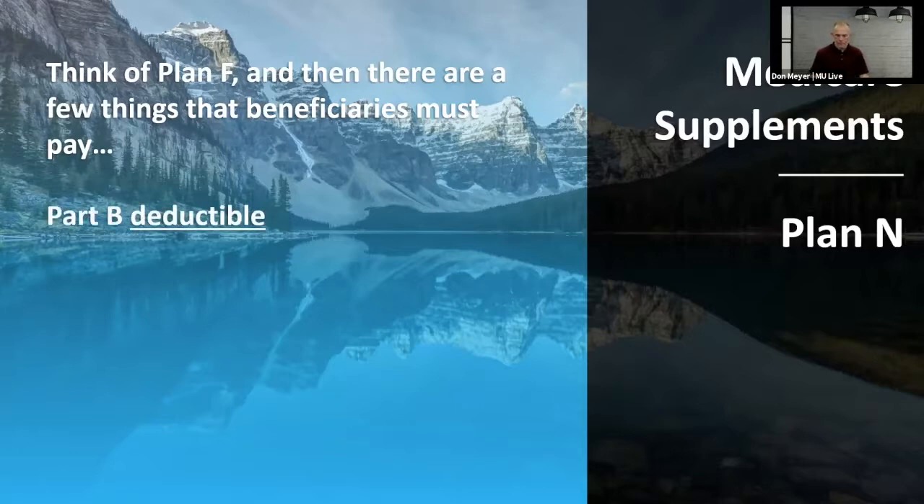All right. So let's talk now about Plan N. All right. Think of Plan F, and then there are a few things beneficiaries must pay. With Plan N, they have to pay the Part B deductible.